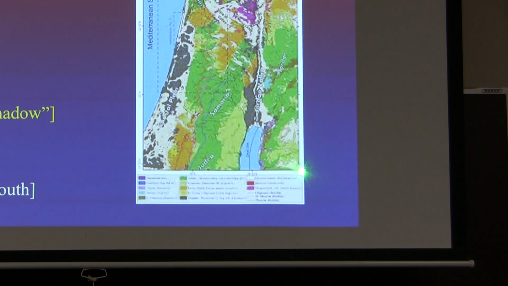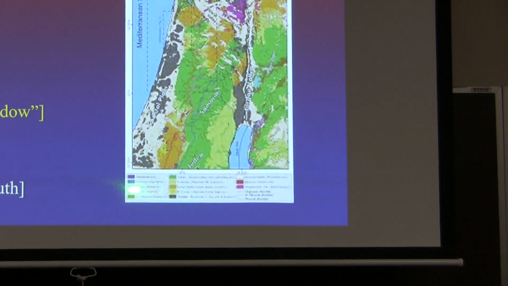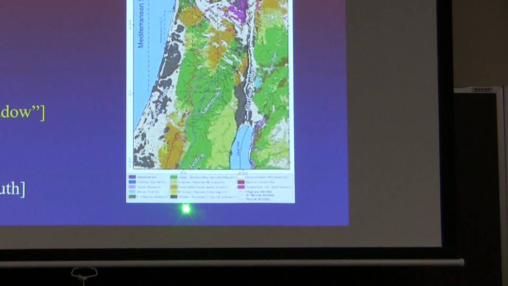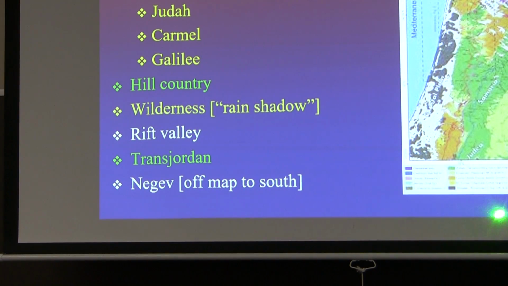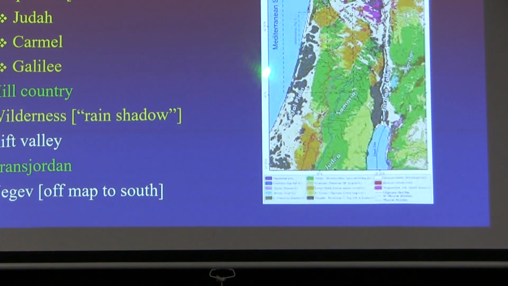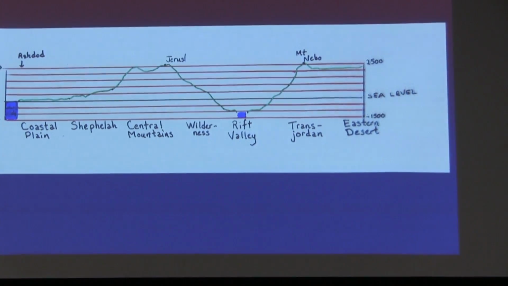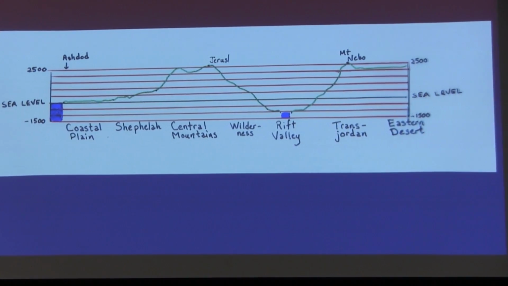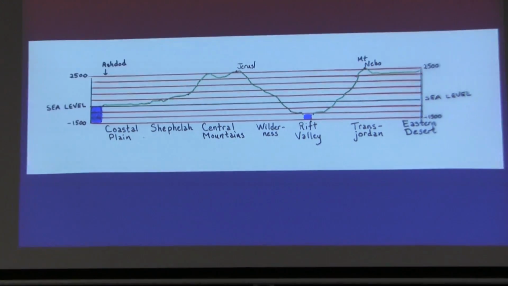We also see Transjordan over here, and then off the map to the south, right about in here, is going to be our region called the Negev, which we're going to be studying in greater detail. For our purposes, however, these are really the areas that we need to have a handle on because they are important. Here's a bit of a cross-section that might help us think through relative elevations. It's simple, but it's put together simply.